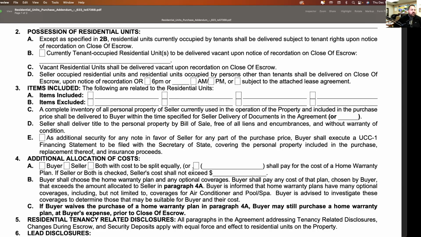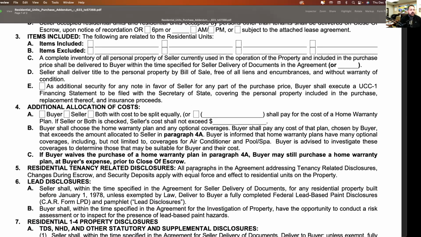As additional security for any note in favor of seller for any part of the purchase price, buyer shall execute a UCC-1 financing statement to be filed with the Secretary of State covering the personal property included in the purchase price. We're not doing that, right? We're not doing personal property that's included in the sale. We're doing it outside on a bill of sale.